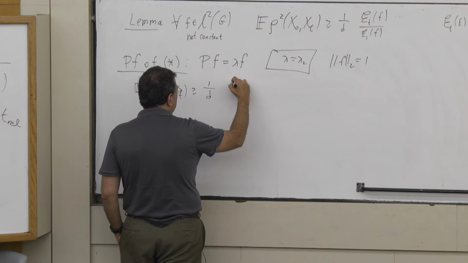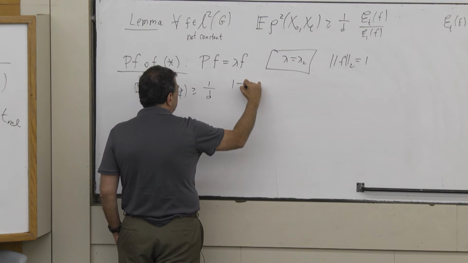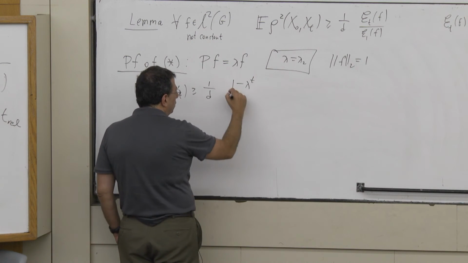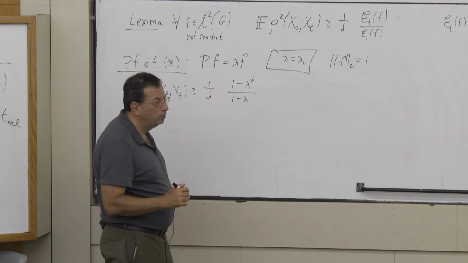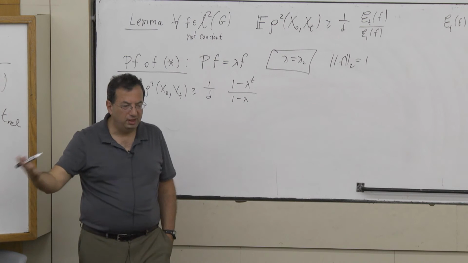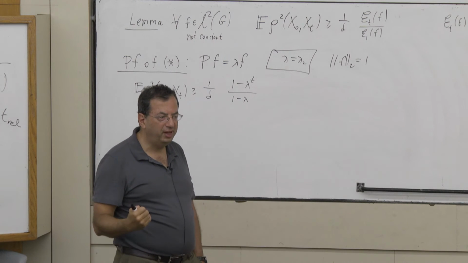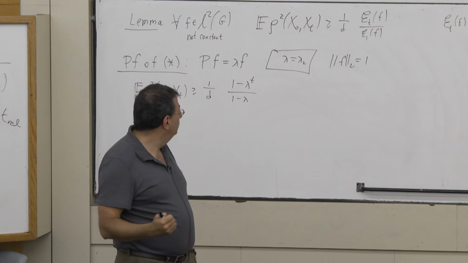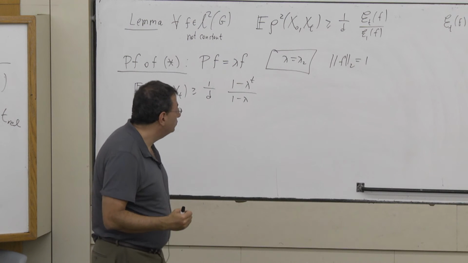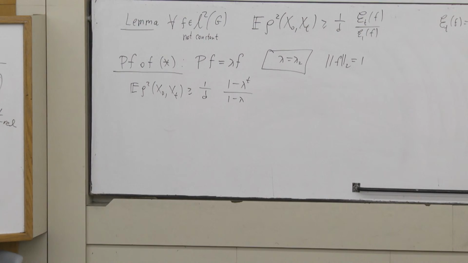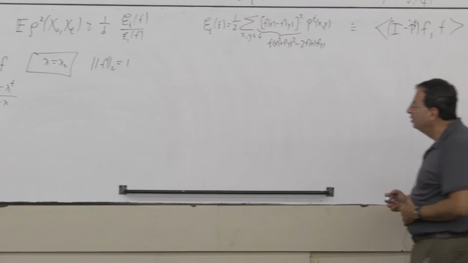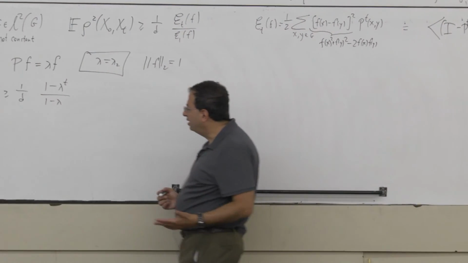It's (1 minus lambda to the t) over (1 minus lambda). Right? So it's very easy to take P to the t and apply it to f when f is an eigenfunction. And again, f was 1, or in any case it normalizes in the top and the bottom. So we just get this explicit expression.